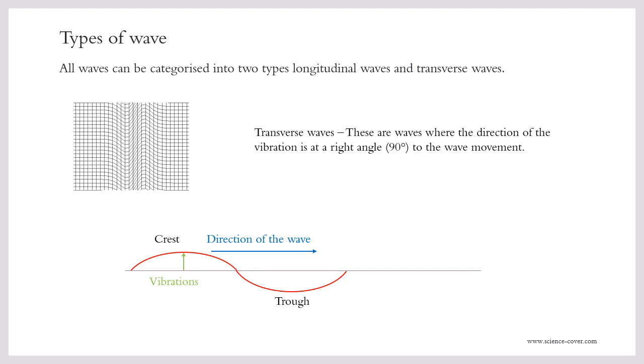In this diagram, the vibrations are moving the wave up and down. This creates a crest and a trough. But the direction of travel of the wave is at 90 degrees to this, and the wave moves left to right.